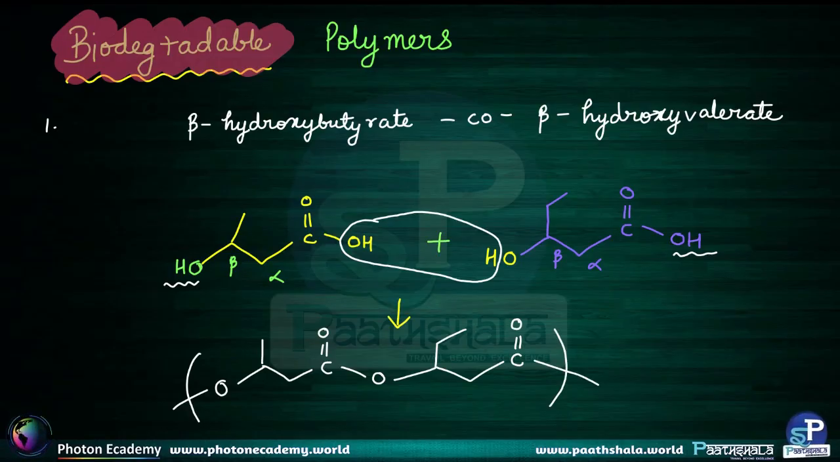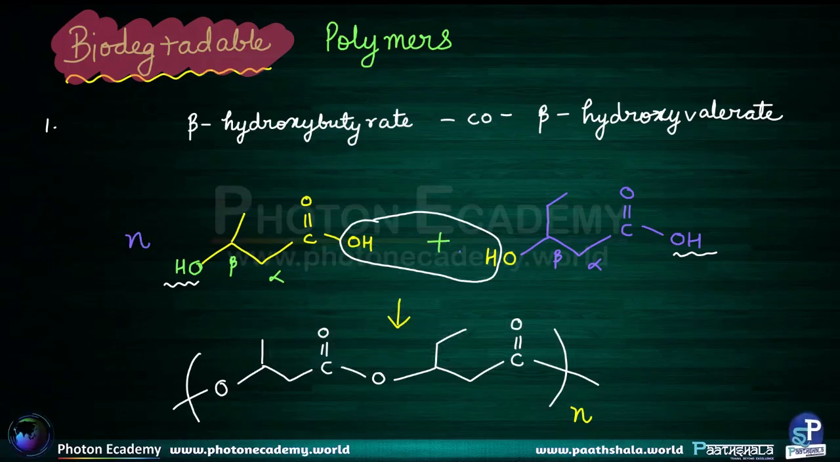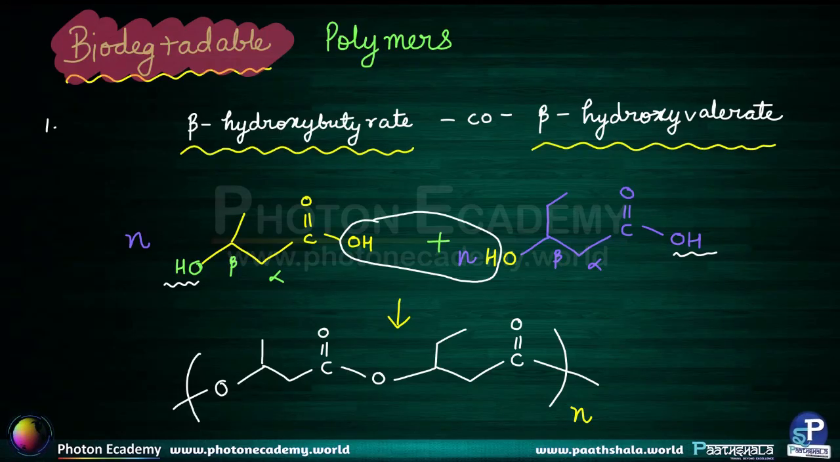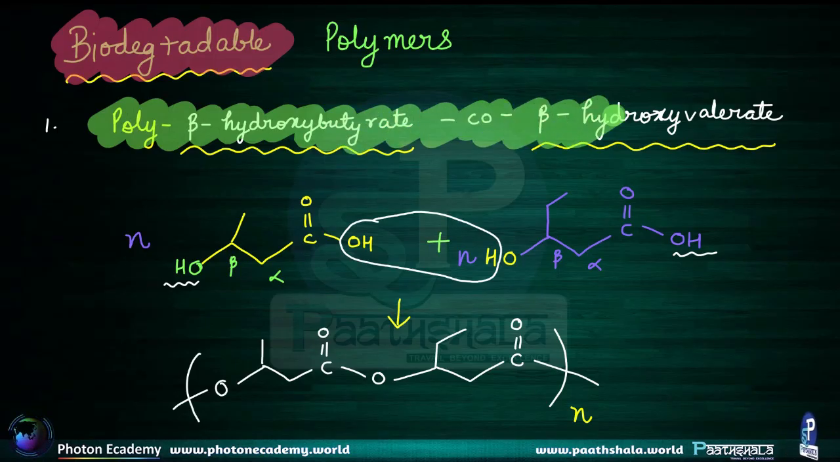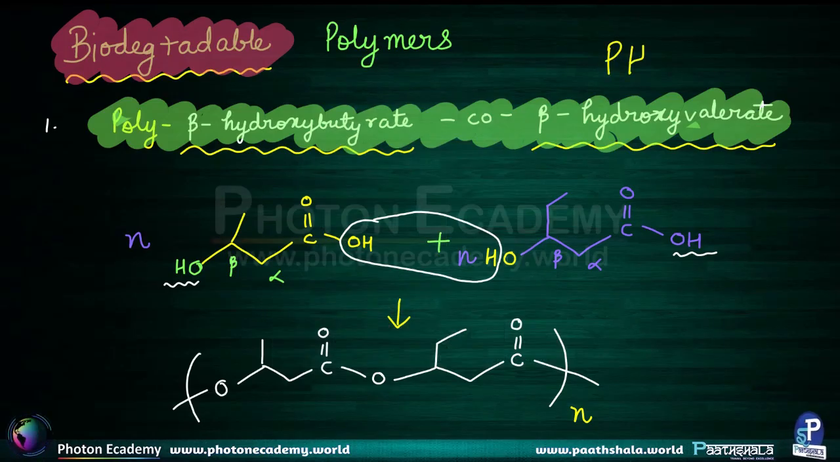So n number of this, because of the combination of two monomers, beta hydroxy butyrate and beta hydroxy valerate. Now since we are forming many of these, we add poly, and this completes the name of the polymer. So the polymer itself is called poly beta hydroxy butyrate co beta hydroxy valerate, and in short form, we call it PHBV, a very common biodegradable polymer that we all might have seen.